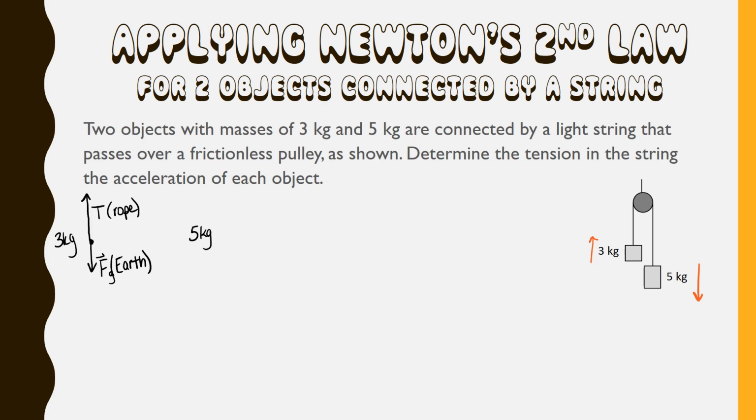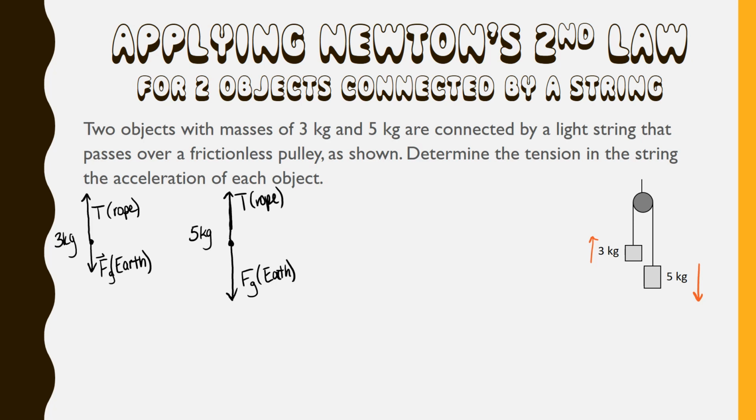For the 5 kilogram block, we know that that one is accelerating downward. That tells me that the force of gravity on that 5 kilogram block is going to be greater than the tension force. Now, it's also important to note that these two forces of tension are going to be the exact same because it's the same string. And so they should appear as the same length in our free body diagram.